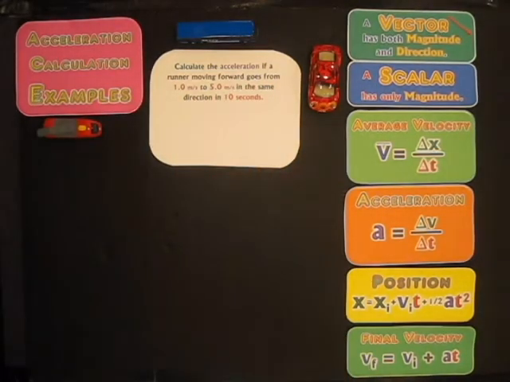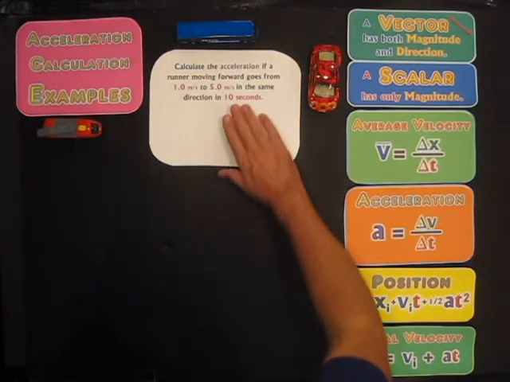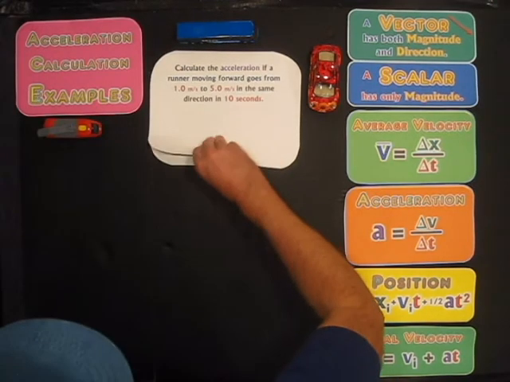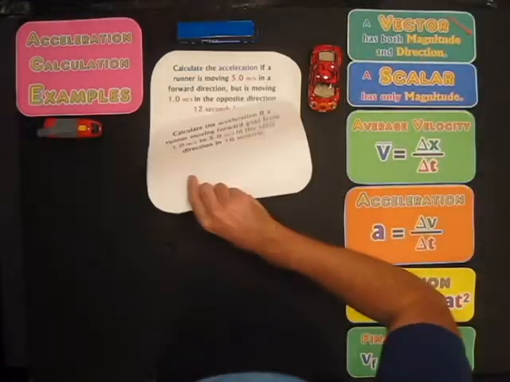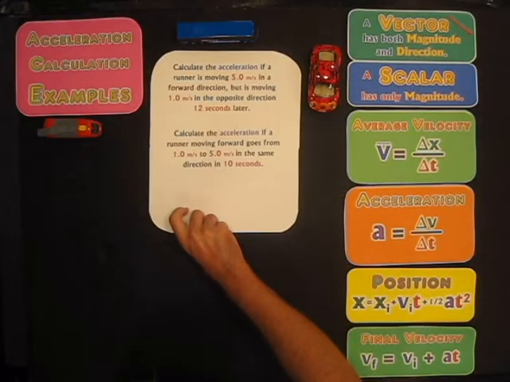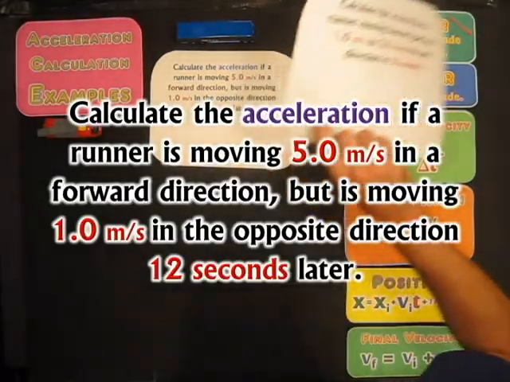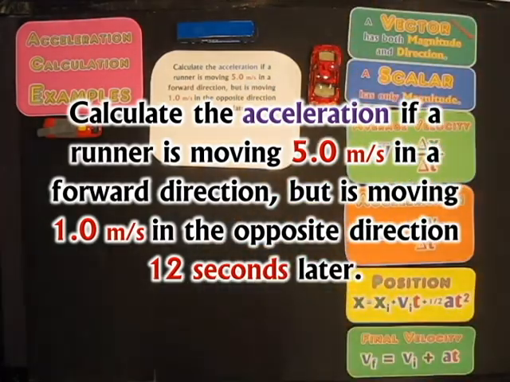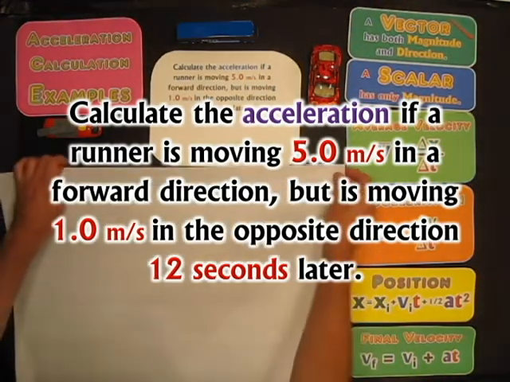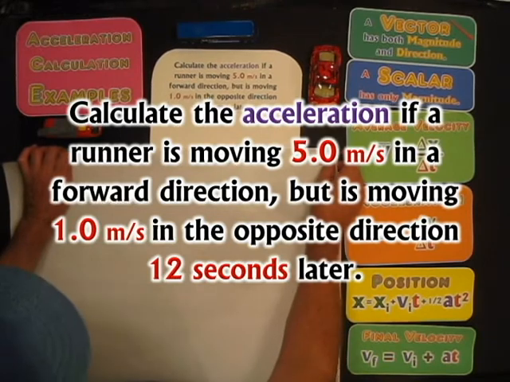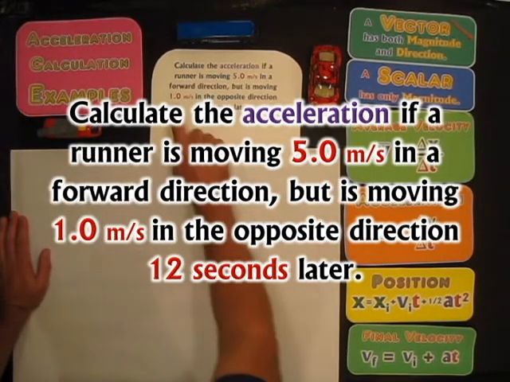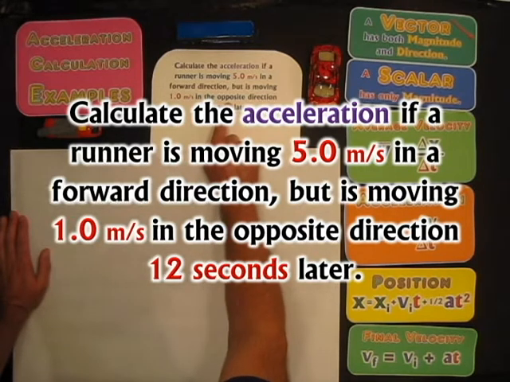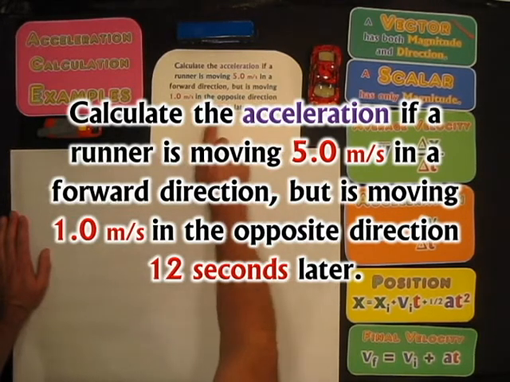This one is done. Then the next one we're going to do is going to be this one. Oh, it's very similar. I just modified the same question, right? So calculate the acceleration if a runner is moving 5.0 meters per second in a forward direction, but is moving 1.0 meters per second in the opposite direction 12 seconds later.